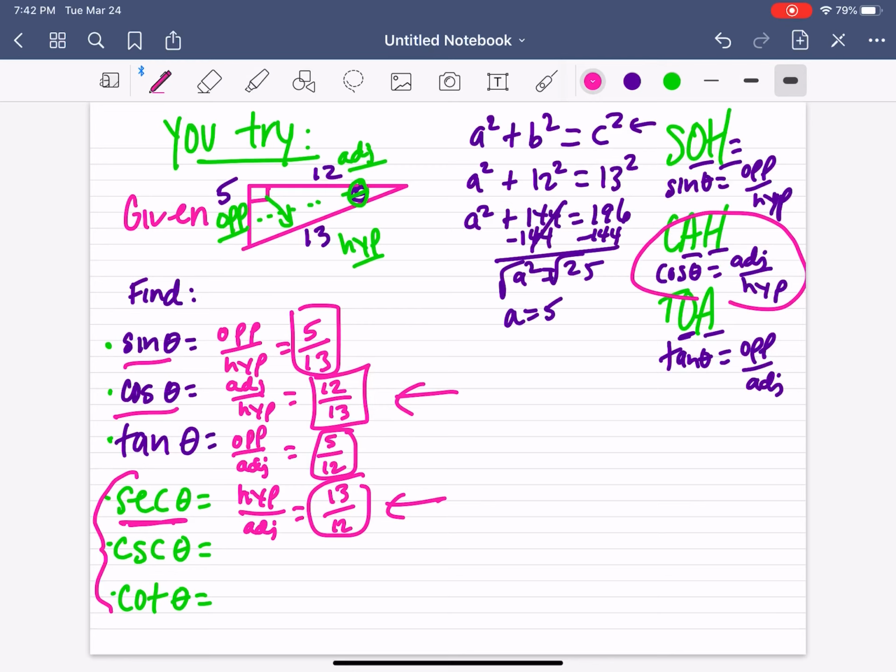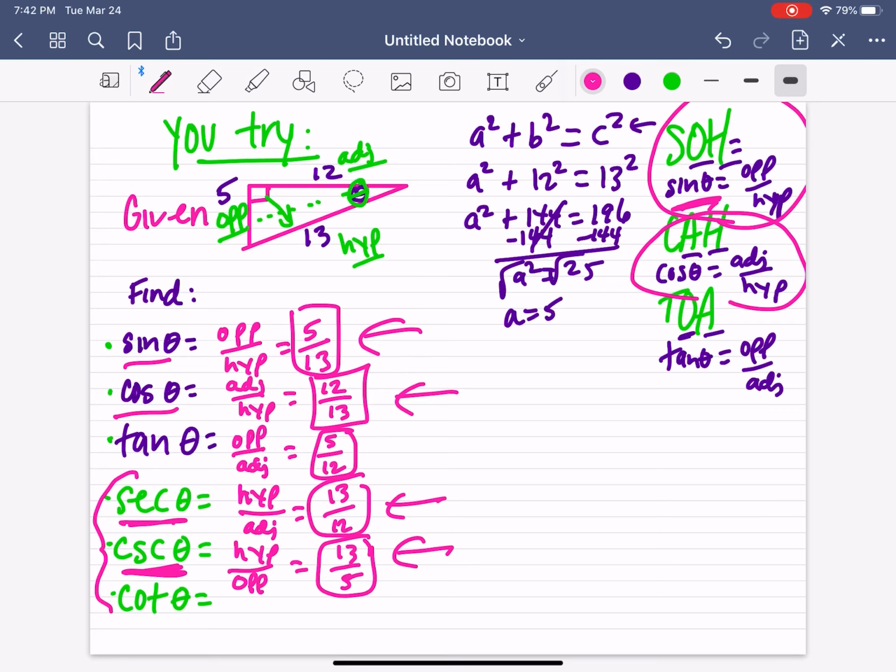Cosecant. Cosecant is the reciprocal of sine. Sine is opposite over hypotenuse. So if you flip that, you get hypotenuse over opposite. Now by looking at the triangle, you get 13 over 5. So the cosecant of theta is 13 over 5. And of course, sine and cosecant are reciprocals. So now that you see the trick, cotangent will be the reciprocal of this, which is 12 over 5.